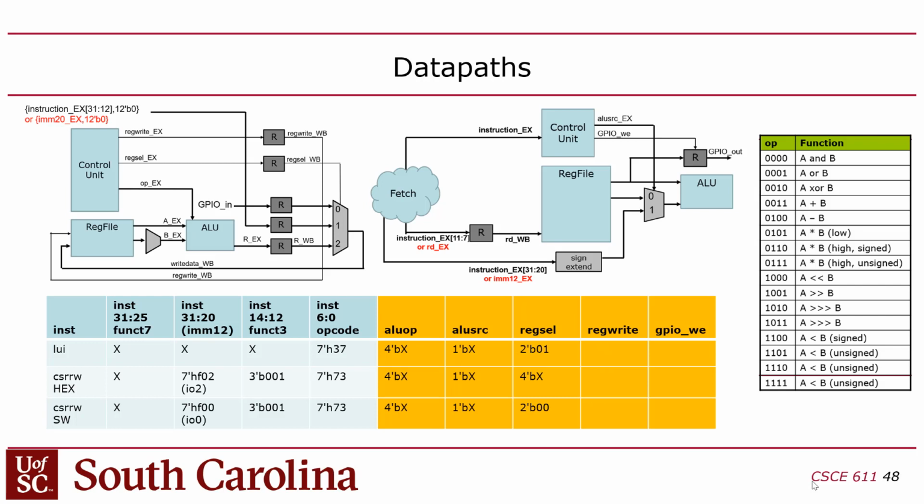Reg Select. Okay, so this part, Reg Select is a 1 for the load upper immediate, because that's our special path specifically for that. Now, this is a little weird. The CSR, the way I have this written, I split it out into two. There's one CSR instruction, but I split it into two rows. One for the hex, one for the switches. These rows are differentiated by immediate 12.